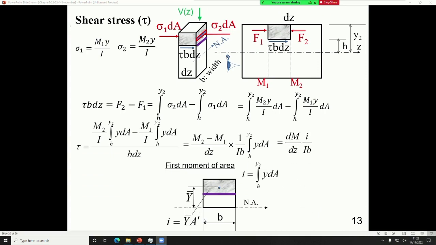So therefore, the shear stress acting in this section is equal to dM over dz, the derivative of the moment with respect to z, times the first moment of area of this region, divided by the second moment of area of the cross section, multiplied by width. And dM over dz is equal to the shear force distribution, or shear force at each location. So the slope of the bending moment distribution is the shear force. Therefore, the shear stress acting is equal to V times Q over Ib.